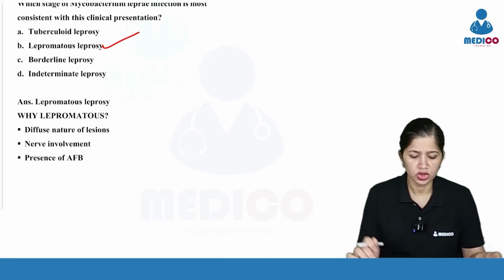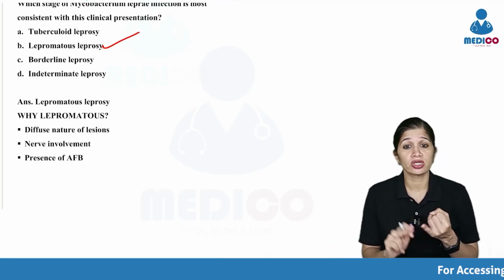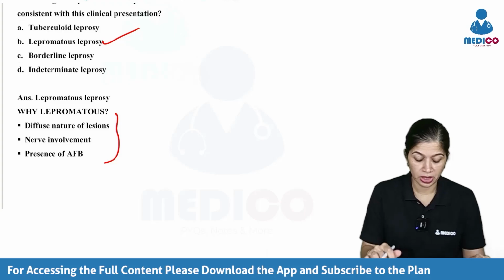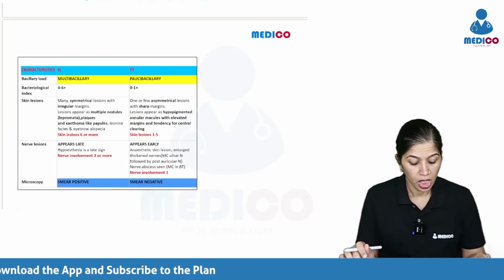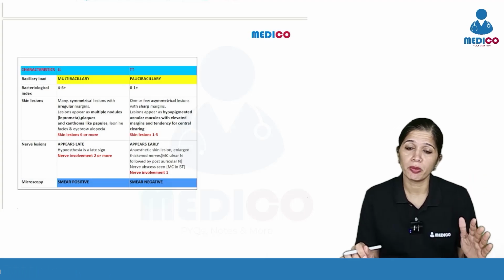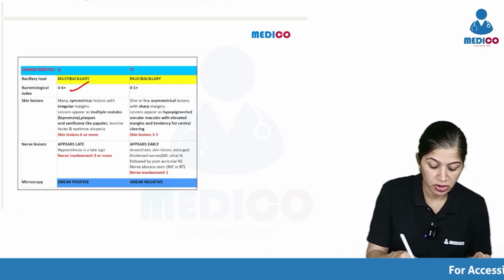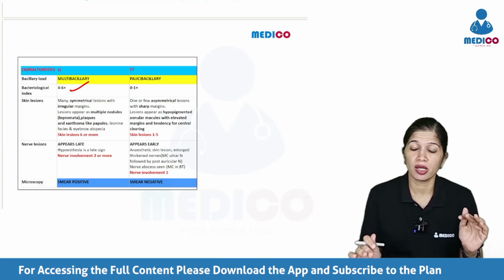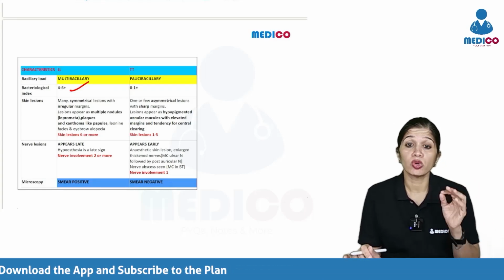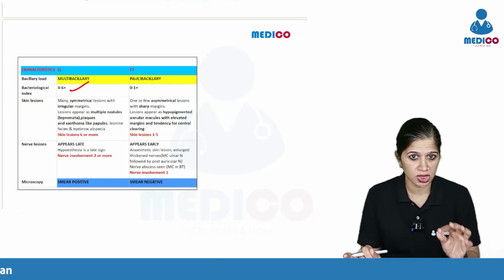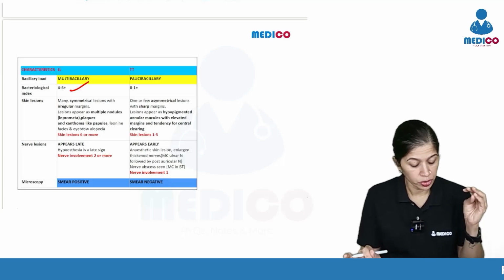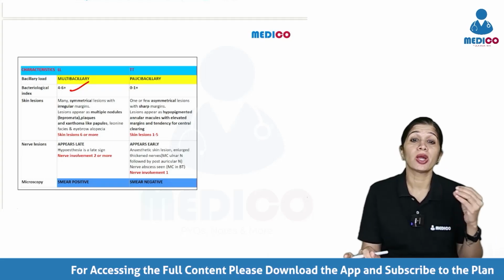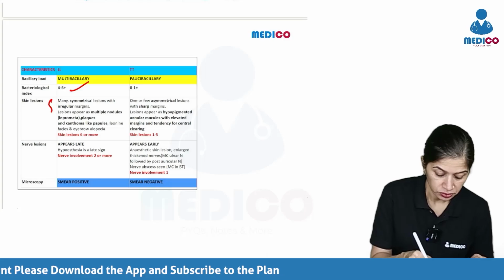Okay, no worries. So why is it lepromatous? I would say the diffuse and multiple nature of the lesions, the presence of nerve involvement, and the presence of AFB all point towards lepromatous. Let's have a look at this table. There is both lepromatous and tuberculoid. Lepromatous is multibacillary. The bacteriological index is 4 to 6 plus, and there are symmetrical lesions with irregular margins. More than 6 will be the number of lesions. These lesions could be nodules, papules or plaques, and the patient will also have leonine facies and eyebrow alopecia.